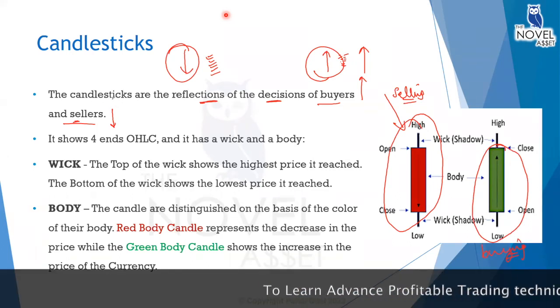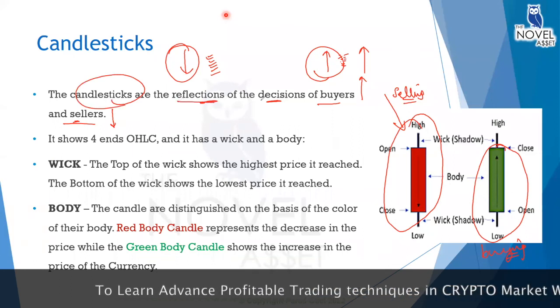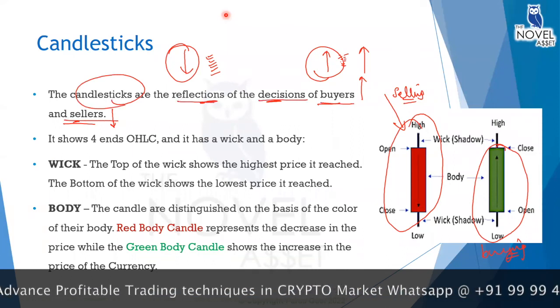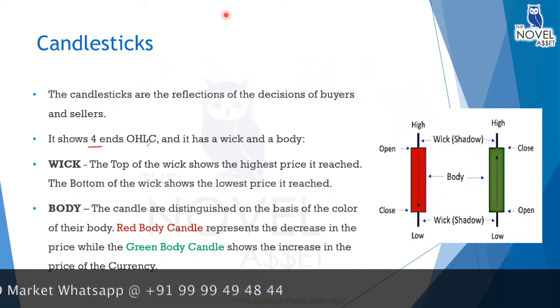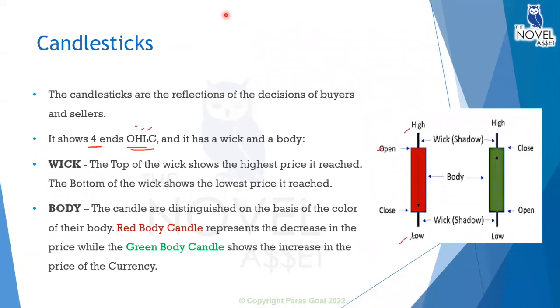So can I say that the candlesticks are the reflections of the decisions of the buyers and sellers for the whole day, right? Now, it has four ends. Like we discussed in the previous slide, it has four ends, the OHLC. That means open, high, low, close.